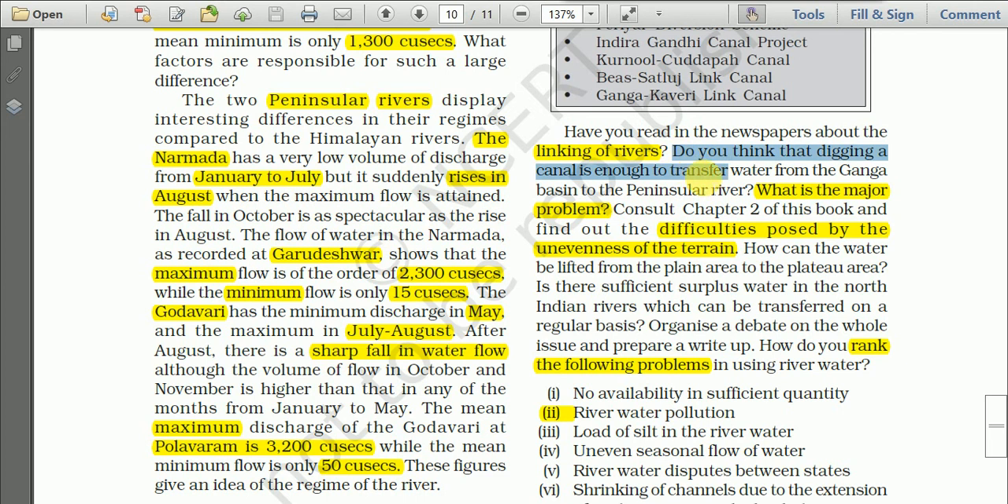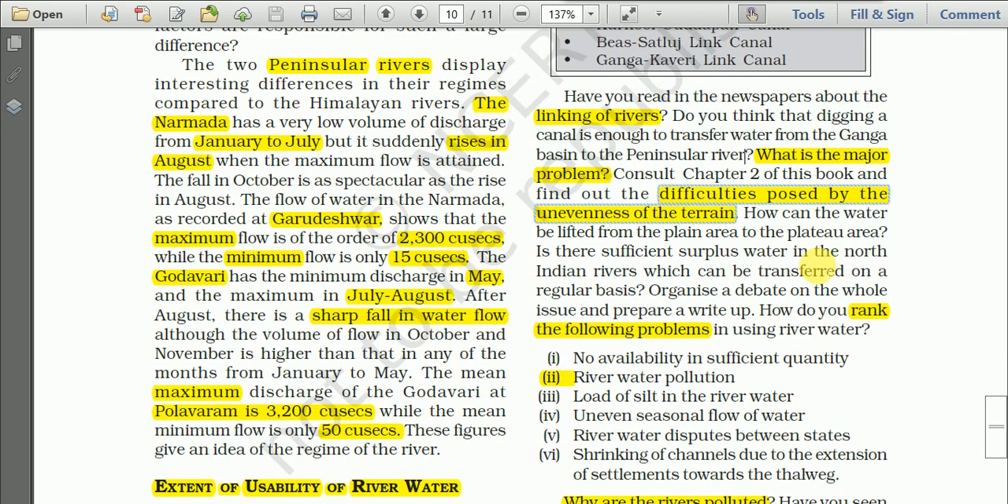See here, one side post question: do you think that digging a canal is enough to transfer water from the Ganga basin to the peninsular rivers? Transferring of water from Ganga to the peninsular rivers sometimes may not be possible, because one is a plain, low-lying area, while the Peninsular Plateau is a highland, and here the surface rock is very hard, so the digging of canals may be difficult. That is why the transferring of water from the Ganga plain to the Peninsular region may not be successful due to the unevenness of the terrain.